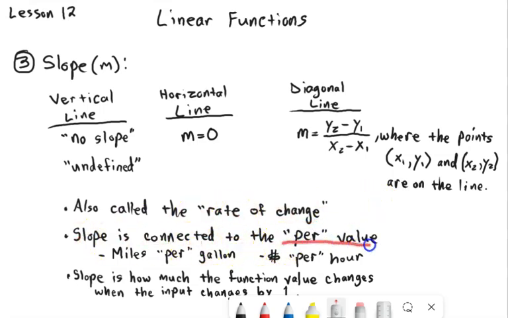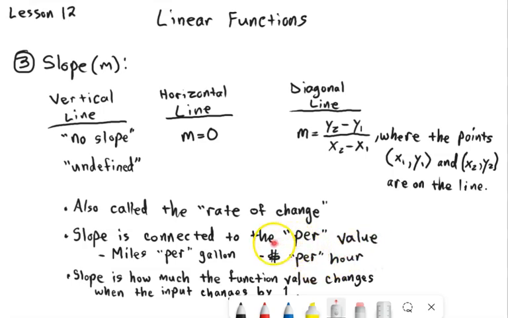Now this slope is also often called the rate of change, and it's connected to what I call the per value. So whenever you see per, like miles per gallon or dollars per hour, if a car is getting 20 miles per gallon, then if it uses 1 gallon, it went 20 miles. If it used 2 gallons, it went 40 miles. If somebody earns $12 per hour, if they work 1 hour, they earn $12. If they work 2 hours, they earn $24.